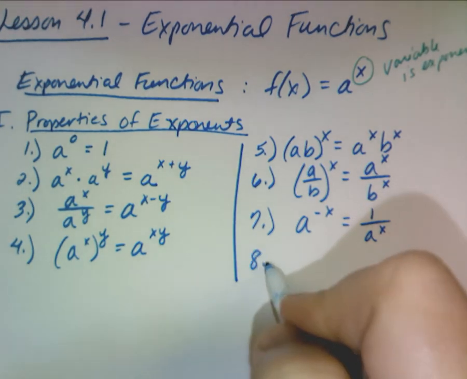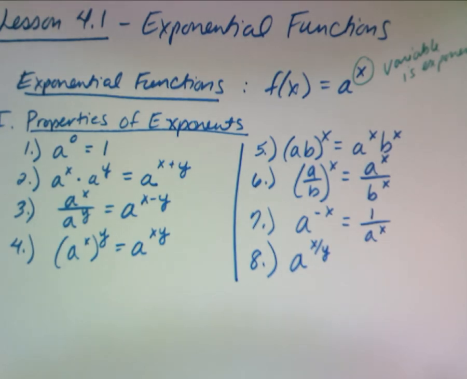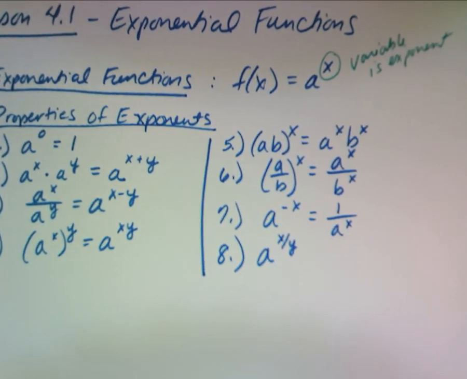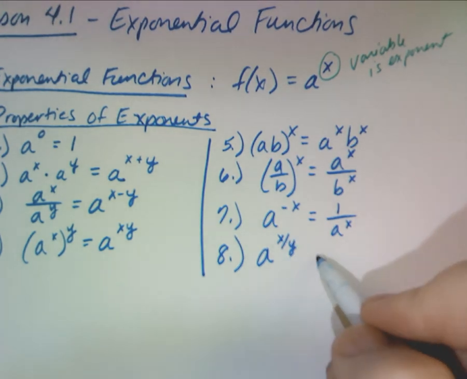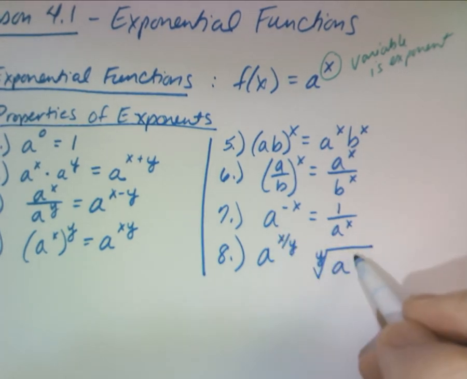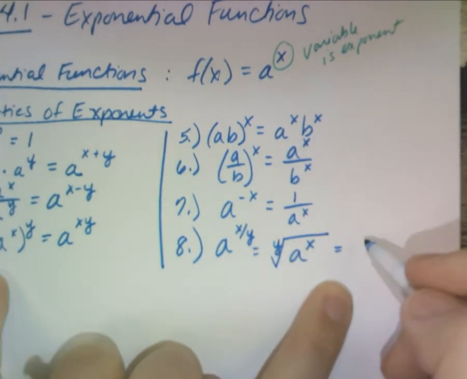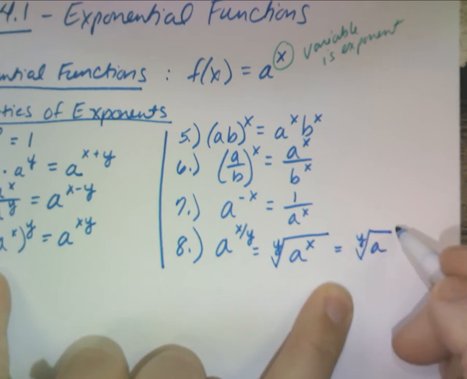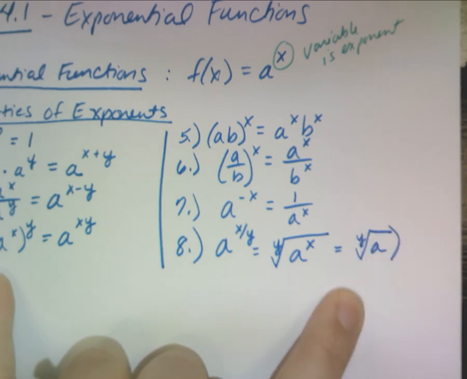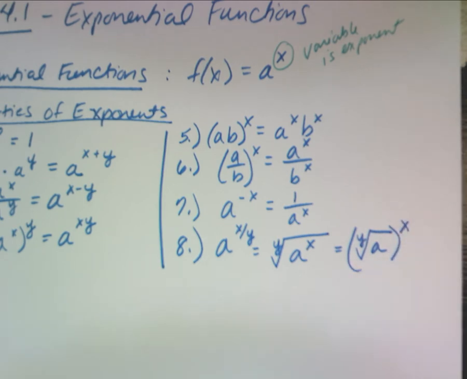And the last one, a to the fractional power, x/y. Do you know what that means? Like your square root. It's roots, not just square roots, but roots, yes. Your denominator is the index, and then the top number is the power of that base. But please don't just write it this way. It actually can be written this way. It would be the y root of a^x, and then you could put the x on the outside of it also, which I will show you today how that works.